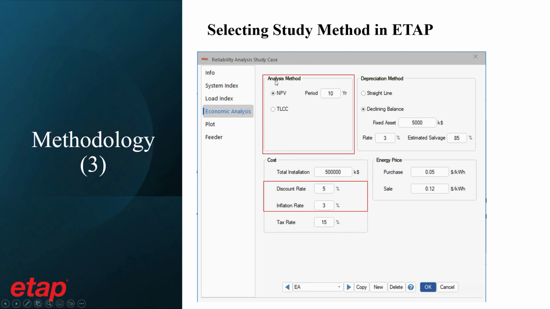As we can see, we have an analysis method group here, which includes NPV and TLCC, as well as the life cycle of the study. So we can select the desired method for the study and enter the life cycle of a study here in forms of years. In addition to that, we need to enter the discount rate and inflation rate here.